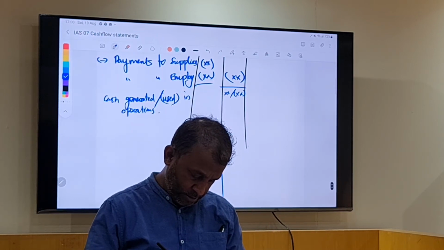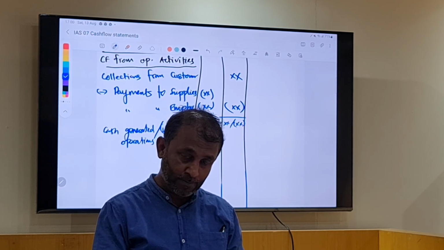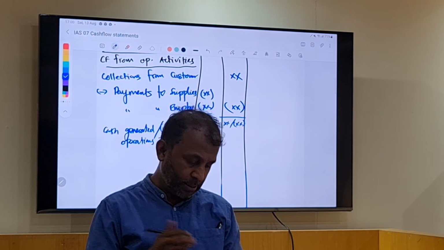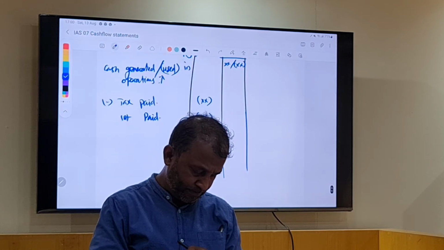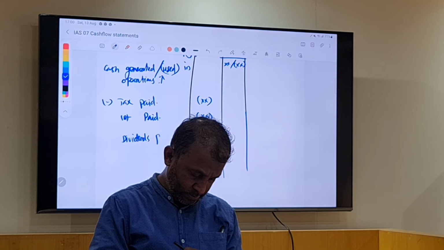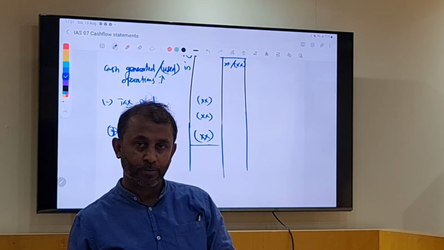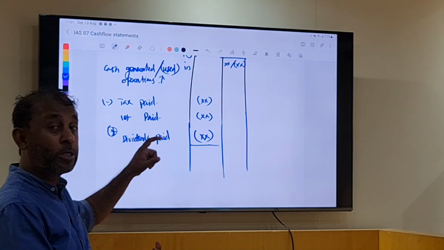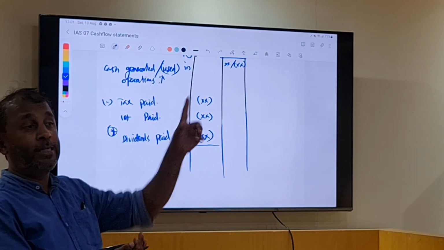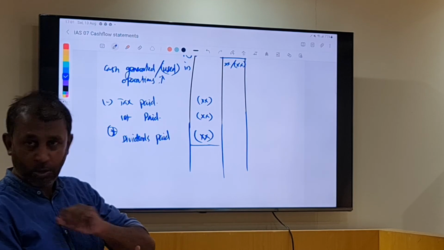Then this bracket, I believe you understood now why I am putting this bracket. If the answer is in brackets, then we call it we used the cash. If the answer is plus, we call it we generated the cash. Minus tax paid, interest paid, dividends paid. Now this dividends paid, I have written one asterisk here. The reason is, you have the choice to show it under operating activity or in a different activity. I will come to that later. So this is up to the choice of the preparer, and once the preparer decides, he should follow consistently.